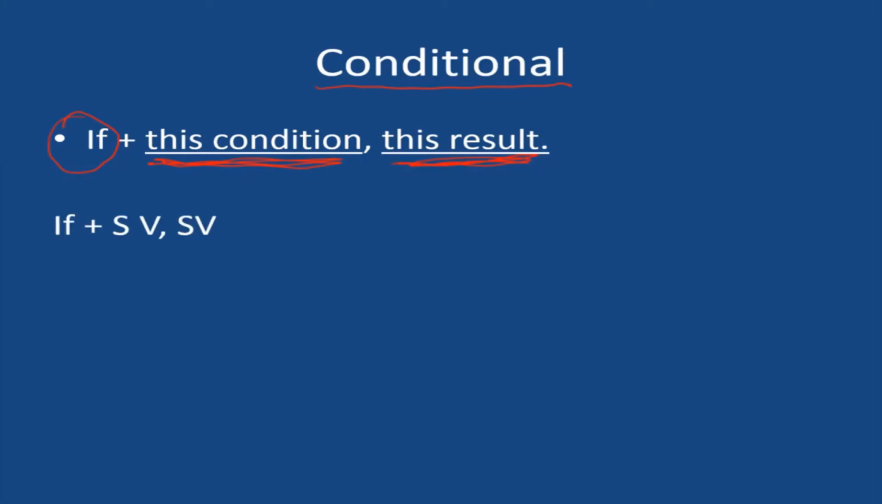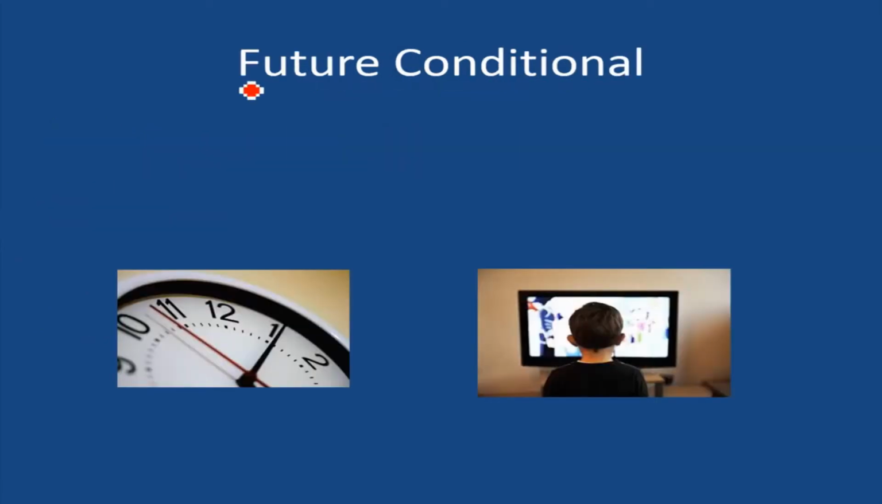There are two ways we could do this. We could have if plus a subject and verb, and when I have that, we put a comma after the if part of the sentence. I could also have a subject and verb, or a main clause, and then the if part at the end of the sentence. In that situation, no comma is necessary. So, when I say future conditionals, what I'm talking about is if this condition in the future, then this result.